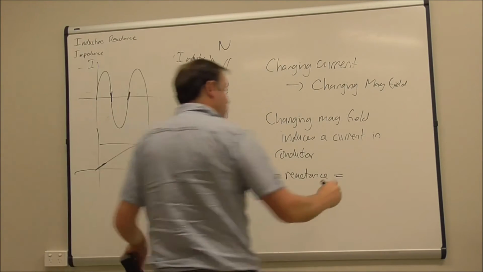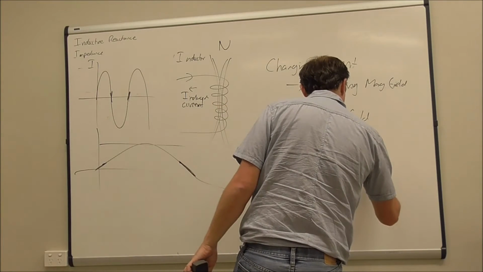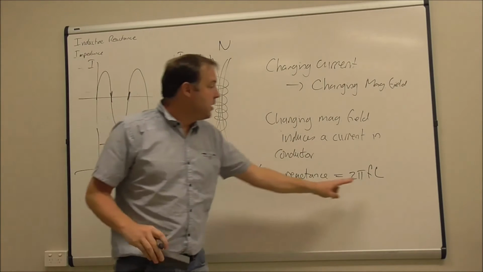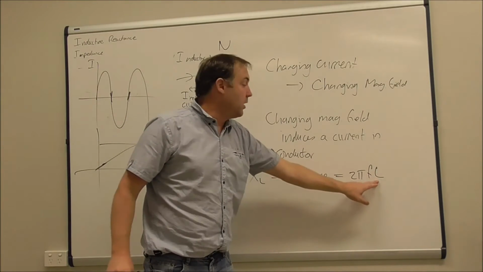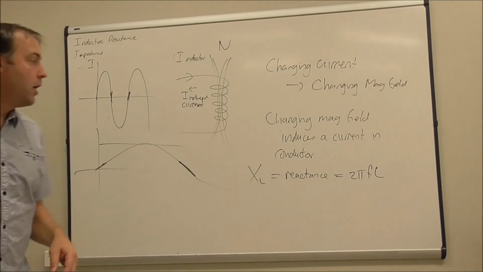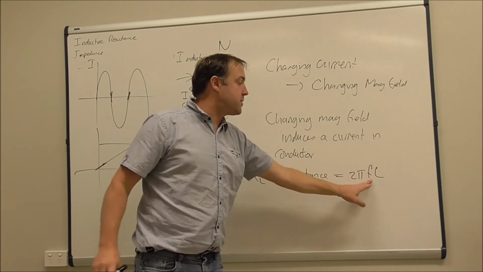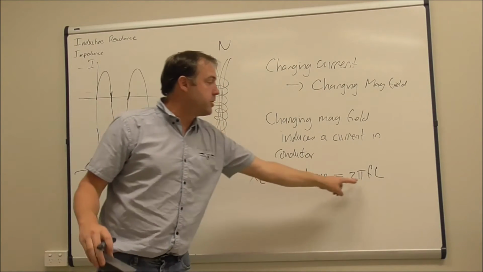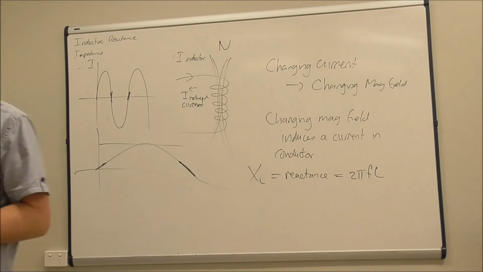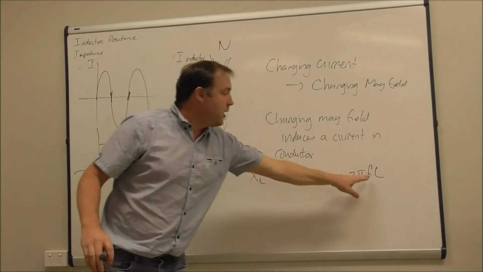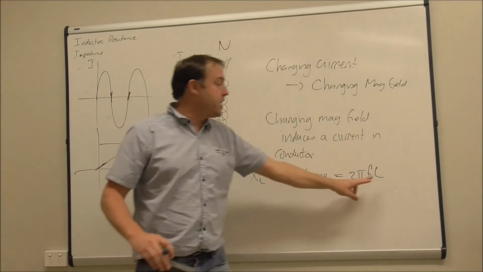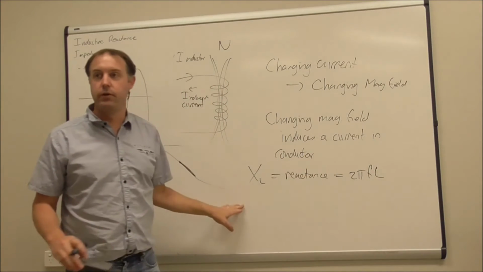Okay? And in an inductor with inductance L in henries at some frequency F in hertz, then the reactance in ohms is going to be 2 times pi times the frequency times the inductance. Okay? And so you can see that if F increases, then the reactance is going to increase. If the inductance increases, the reactance is going to increase.